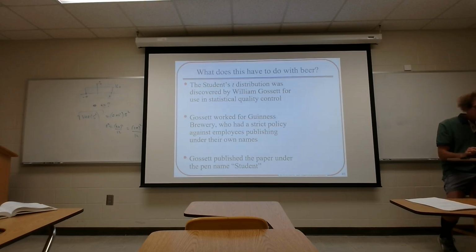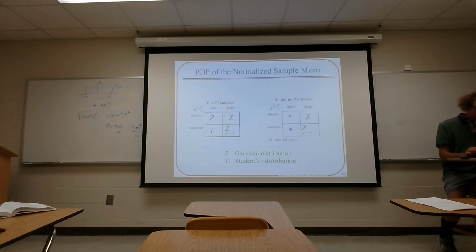And there's the table for student t. What does that have to do with it? Here it is. Gossett worked for Guinness Brewery, which had a strict policy against employees publishing under their own name. So he called it student t. And apparently Tom Denny likes Guinness stout or Guinness beer.